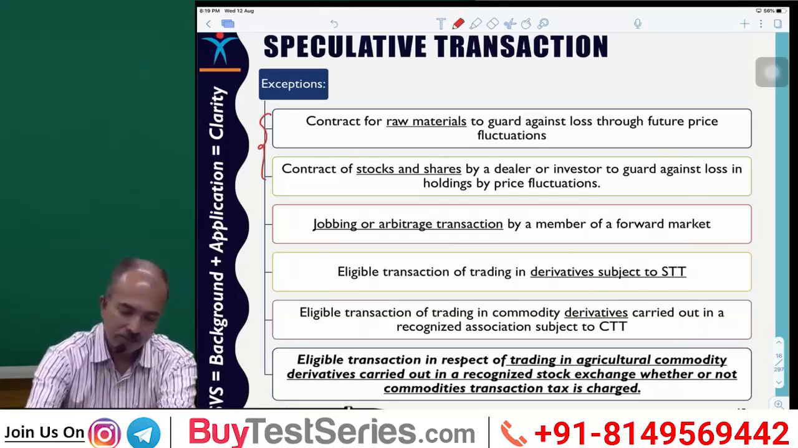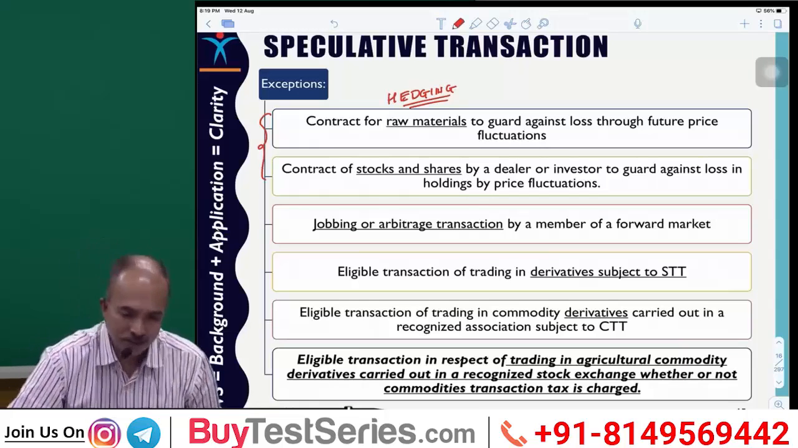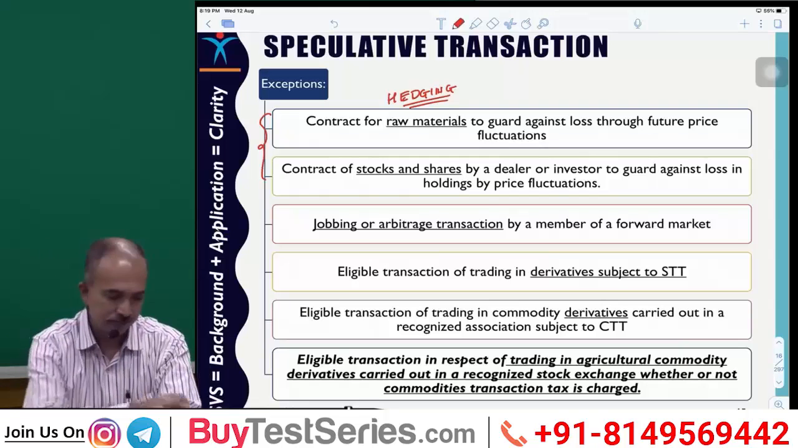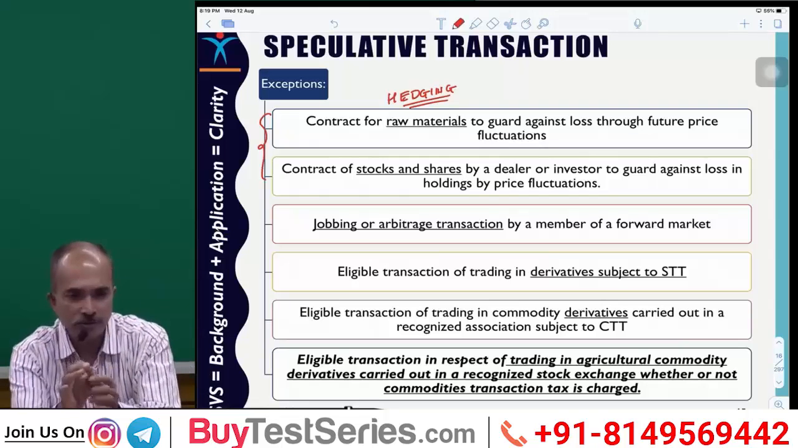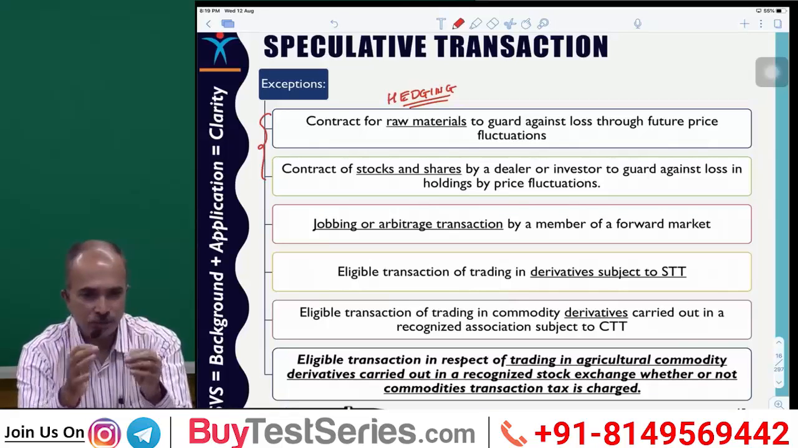Absolutely correct. These 2 transactions, popularly in your SFM, what do you call these as? Hedging transactions. So if you carry out a hedging transaction, it is not speculative. Beautiful to say in theory. I challenge you to prove it to the income tax officer.